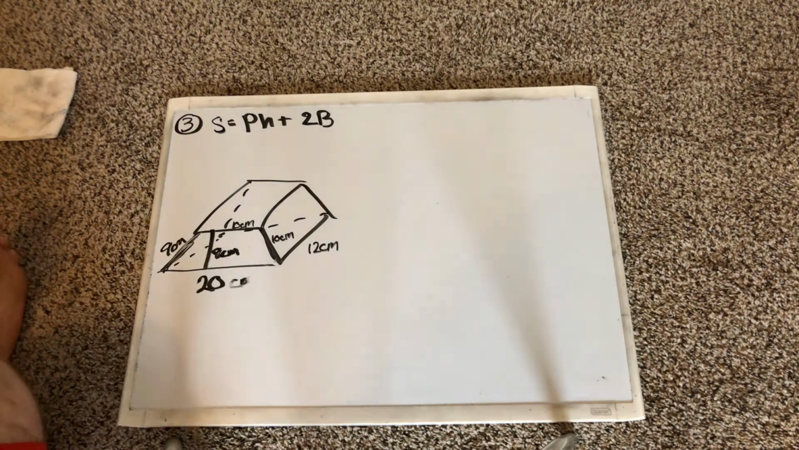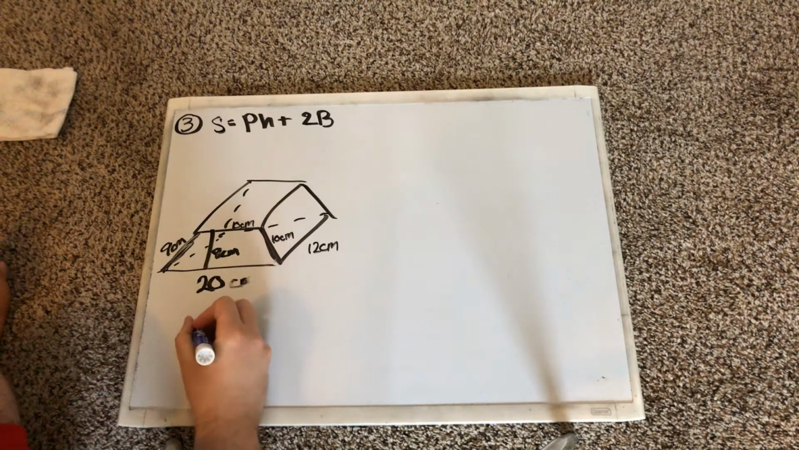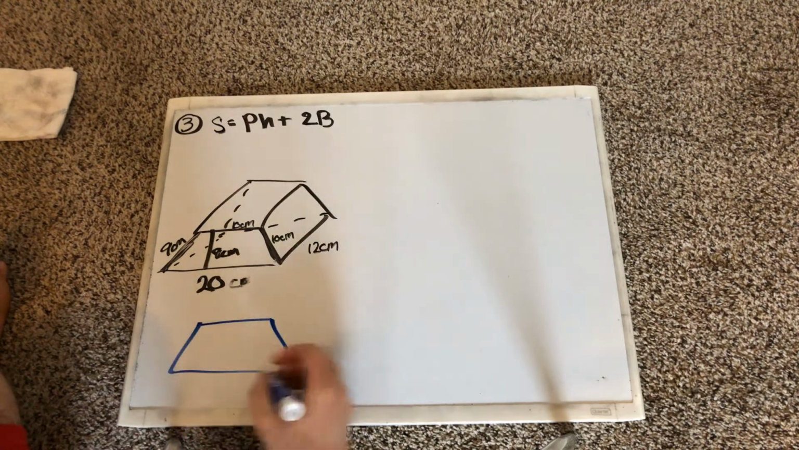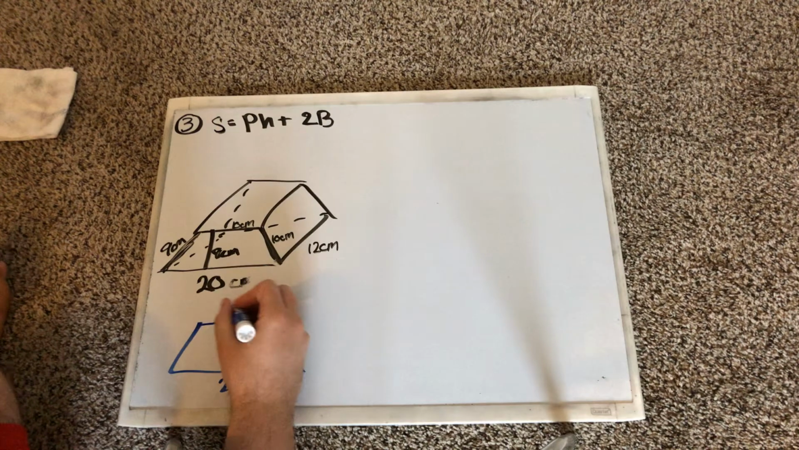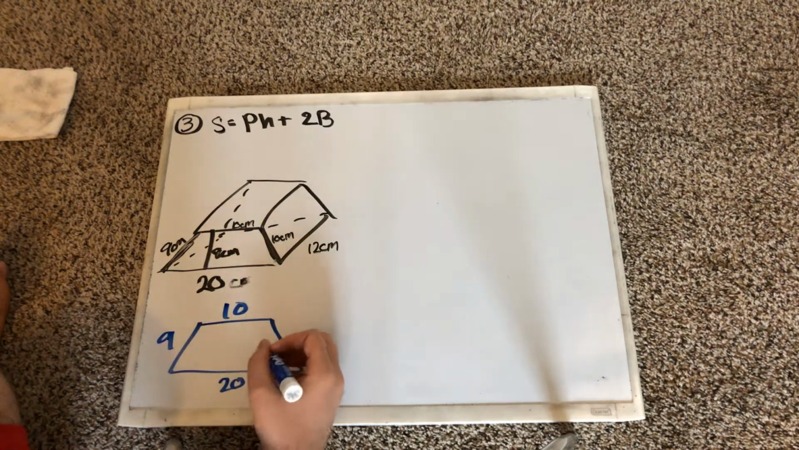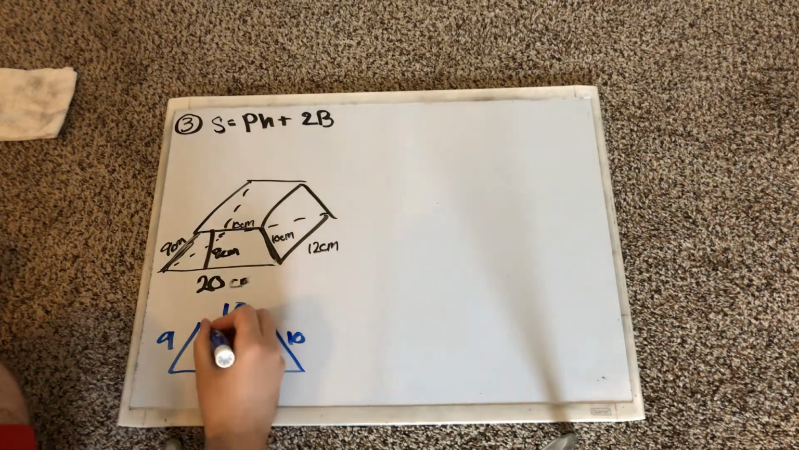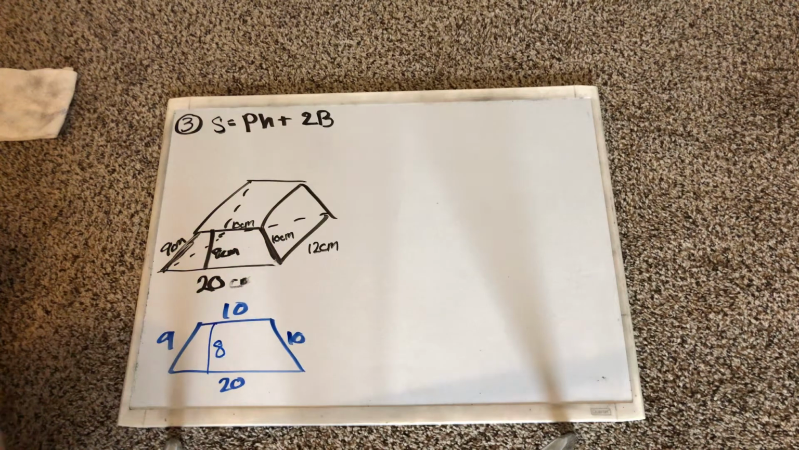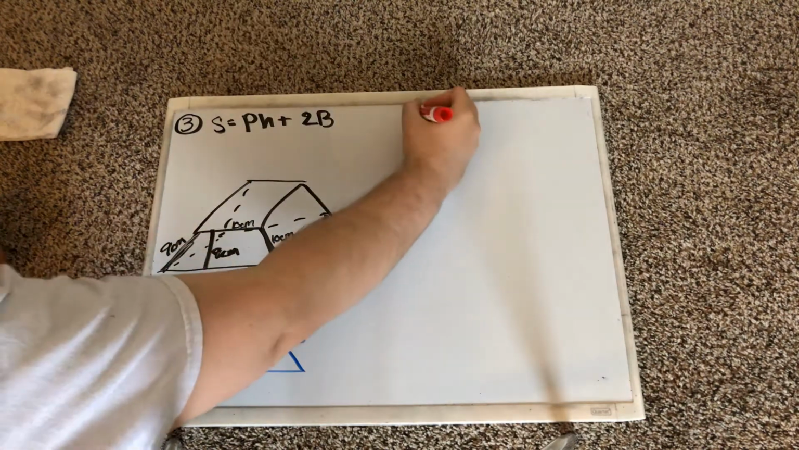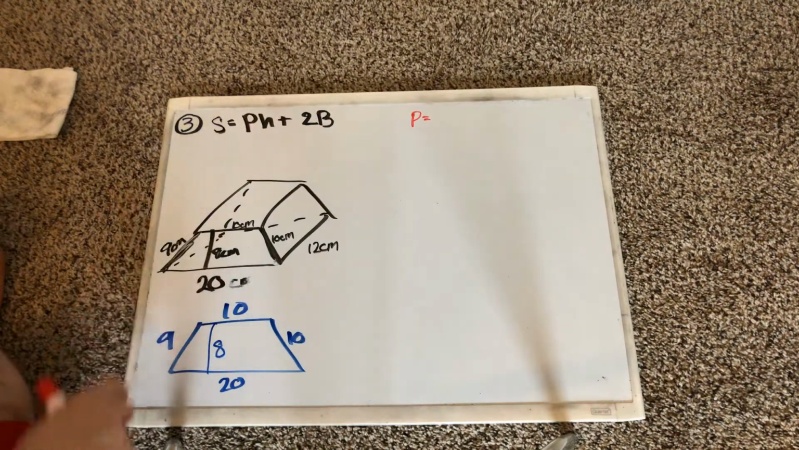So what I'm going to do is I am just going to draw the base, which is a trapezoid. 20, 10, 9, 10. So I'm just going to put that right there. Oh, and then the height of this is 8. So let's kind of figure some stuff out first off to the side. The perimeter of our base.